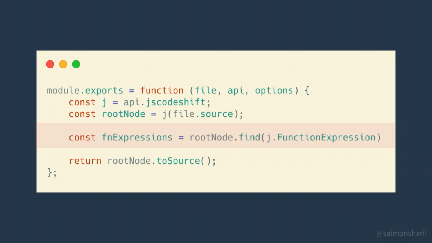First thing we'll do is grab all the function expressions. So we have this find method. It's exposed by JS CodeShift. And we can use the AST Explorer tool from before to figure out the actual identifier we care about.